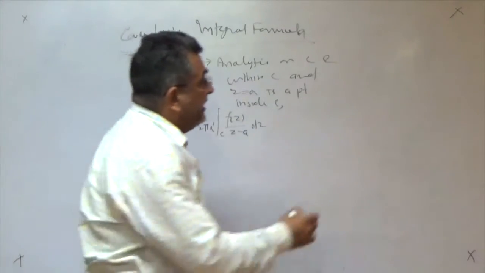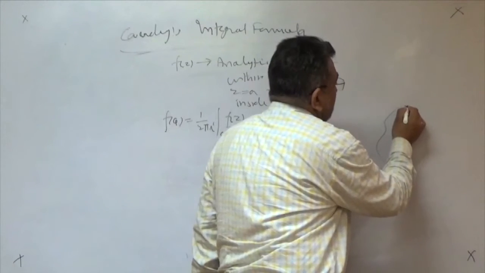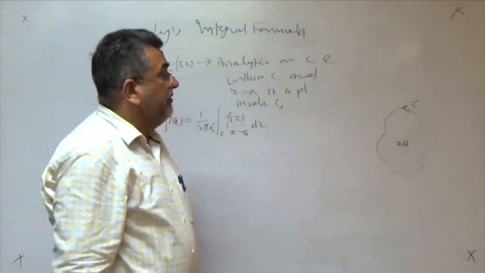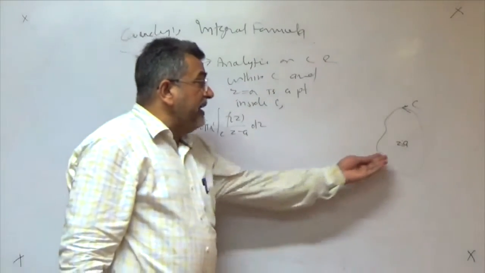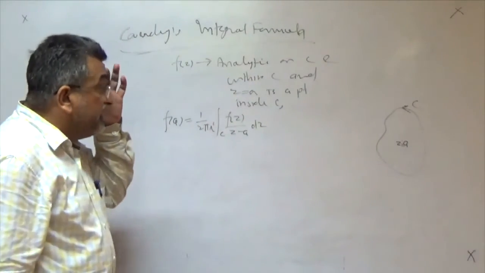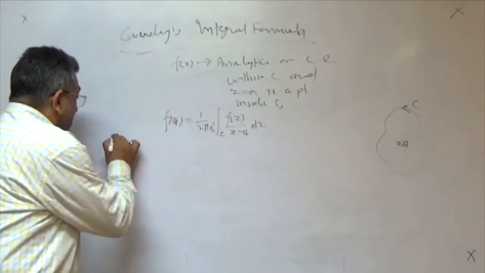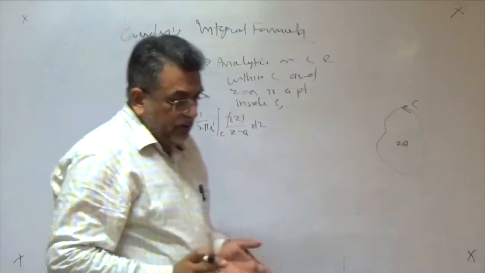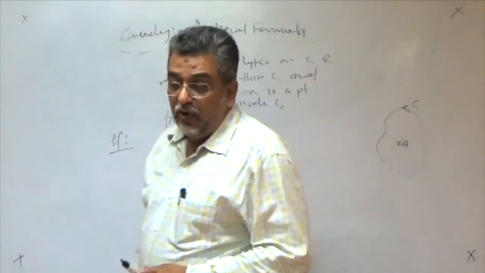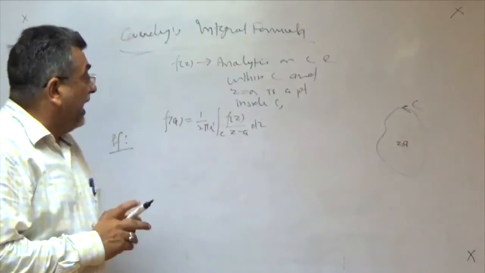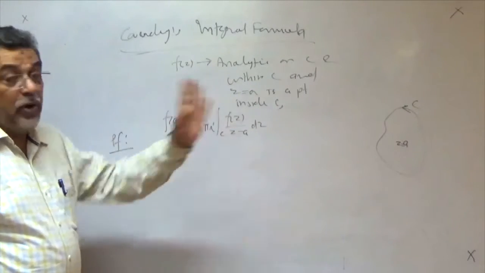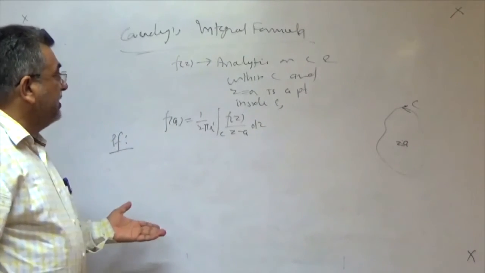If the function is analytic in a region, if this is a region C and point a is a point inside C, then you can find the value of the function at point a in the form of this integral. This is Cauchy's integral formula, and its proof is also part of your syllabus. So from today, I will start from here. First, I will prove this formula, and we can also find the value of the derivative of the function at point a of various orders by it. So first, I will prove this.